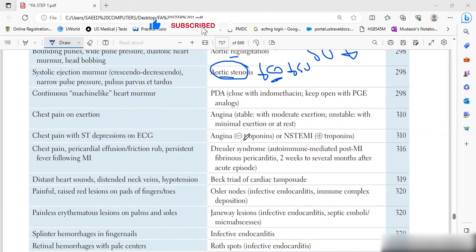If markers are negative, it is angina. Remember, in angina there's no infarction, there's no necrosis of cardiac cells. But if troponin is positive, that is NSTEMI. Okay, then that is done.